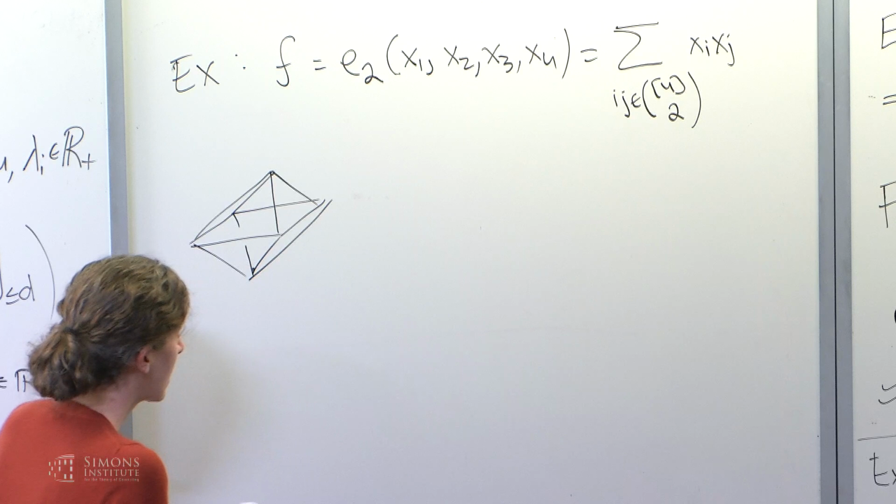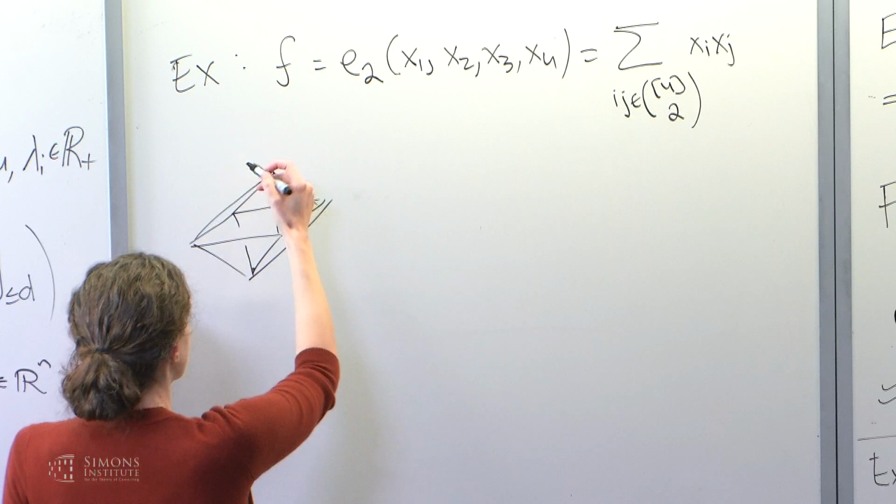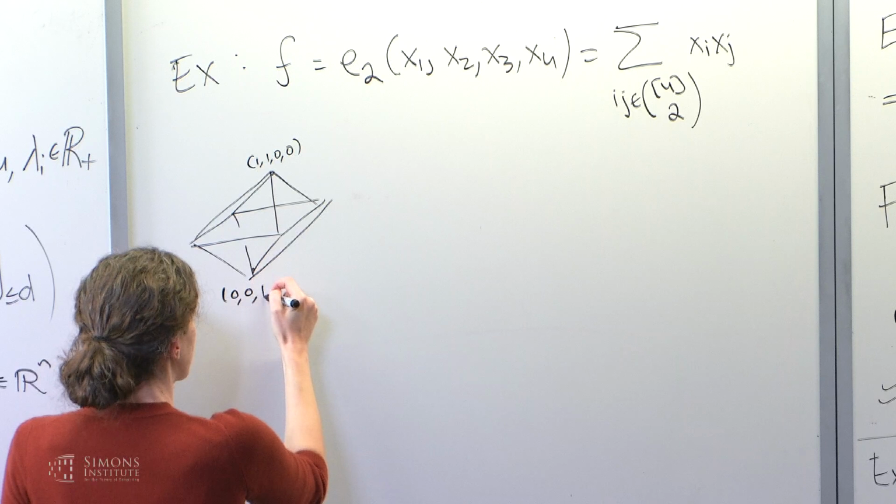Namely, the convex hull of all 0, 1 vectors with exactly two 1s. There's 6, you get an octahedron.